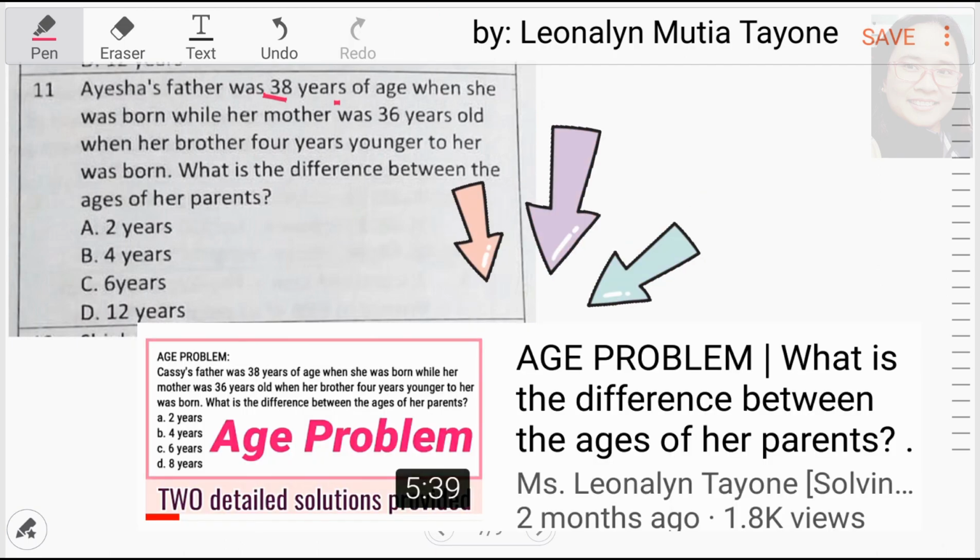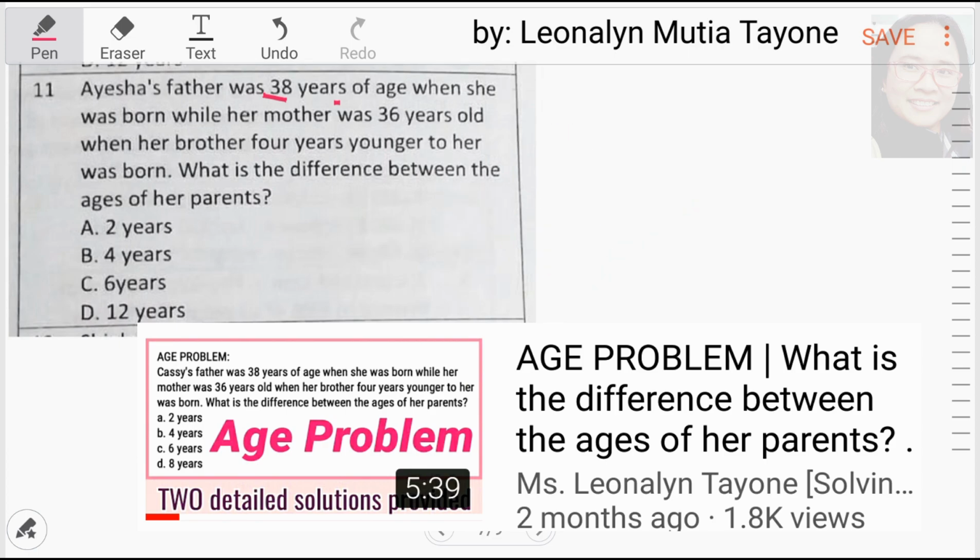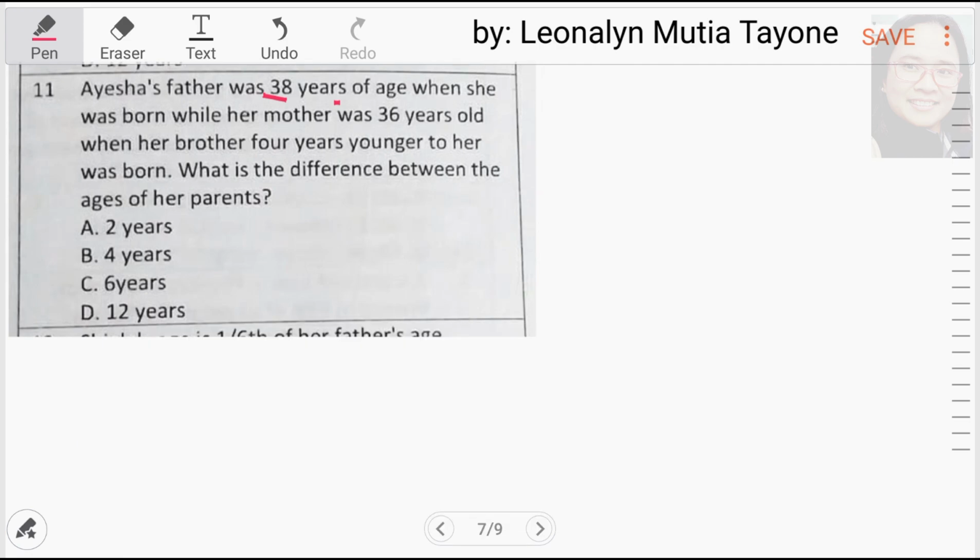Meron na tayong na-upload na ganito rin ang tanong. So, just see description below nitong video ito. Ilalagay ko dyan yung mismong link. Kasi nandun na yung pinaka-detalye kung paano ito isolve. What we are going to do now ay yung shortcut method nito.